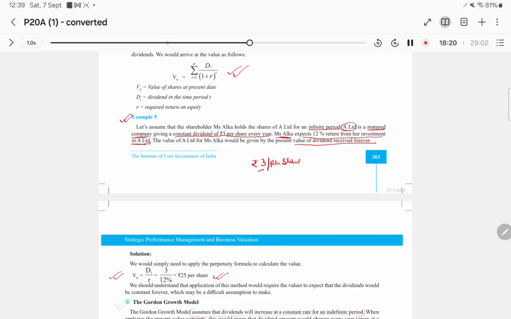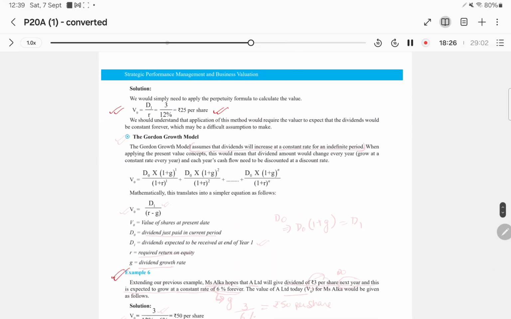Okay, let's proceed further. What is the next question? Let's go with example number 6. It is an extension of the previous example.